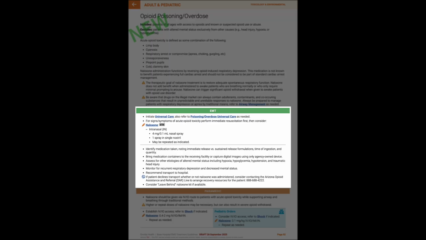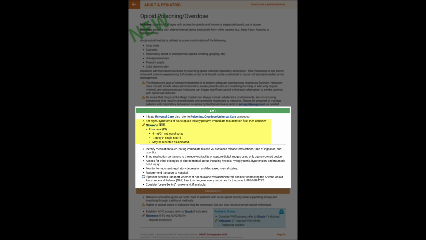Moving to the EMT section, as always, start with universal care, and again, we have an added hyperlink to the poisoning and overdose universal care page if needed. Then, if the patient shows signs of acute opioid toxicity, prioritize your resuscitation, open that airway, provide those ventilations, and then think about administering naloxone intranasally if you have it available and you've been trained under the STR process.